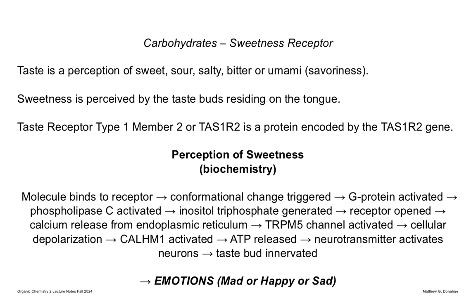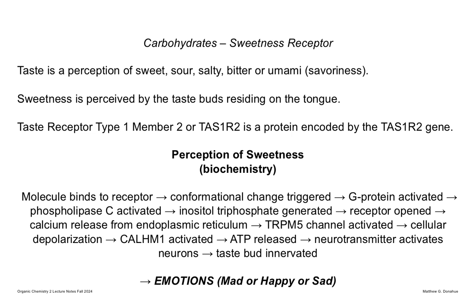Taste is a perception of sweet, sour, salty, bitter, and umami, which is savoriness. Umami is like when you eat steak, that sort of flavor you get. And sweetness is a perception. We are all humans and we perceive things differently. The science of taste resides in the taste buds on your tongue.